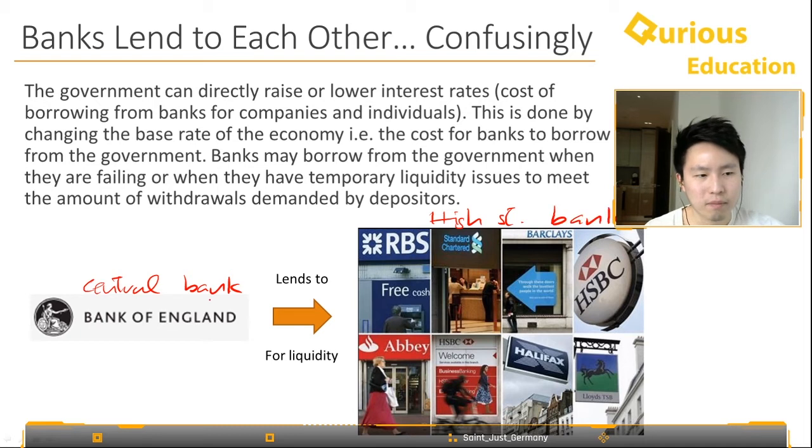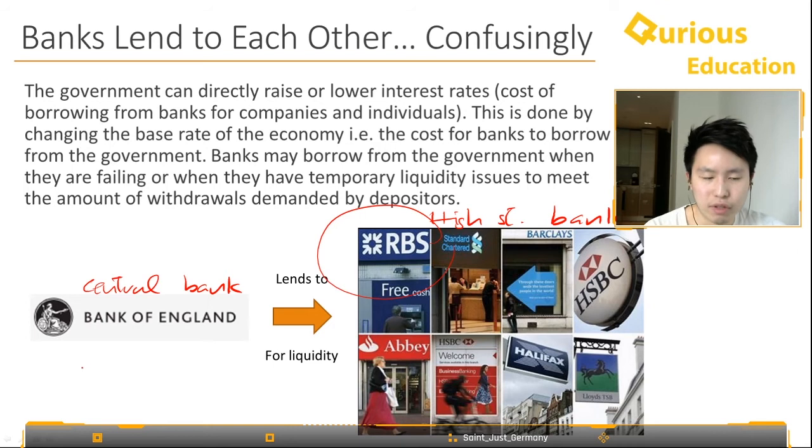The reason that the central bank lends to high street banks and the banks lend to each other is because of liquidity. Every day people withdraw money from the bank, and every day people deposit money. But sometimes the general public withdraws more than they deposit in total. Therefore, to make up for the withdrawals, the banks that day would need to borrow money from the central bank or from other banks to fill the gap.